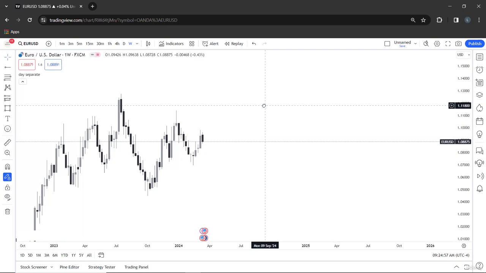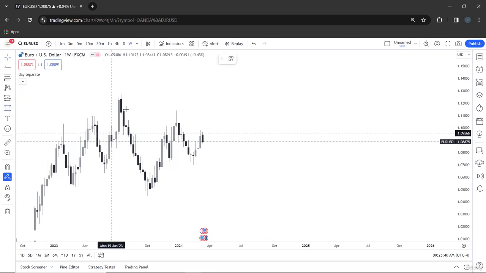So an intermediate term low is a low with short-term lows on either side of it. Let me go over that again. An intermediate term low is a low with short-term lows on either side of it. A long-term low is a low with two intermediate term lows on either side of it. All right, so I'm going to be showing you a market scenario of what that looks like.